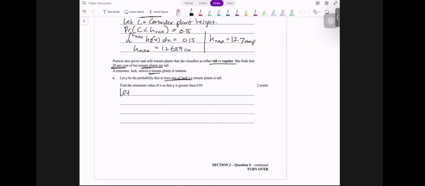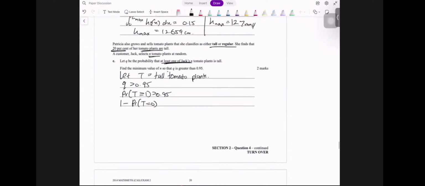Okay, so I'll quickly write as well, yet again, let T be equal to tall tomato plants. And so what they're looking for is Q to be greater than 0.95. So basically we're looking at the probability that T is more than or equal to 1, so at least 1. So T has to be more than or equal to 1, which is more than 0.95. This is also the same as, like in the previous MCQ, the probability of 1 minus none of them being tall.